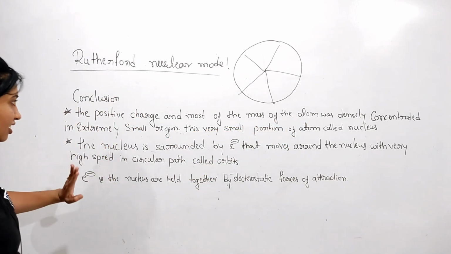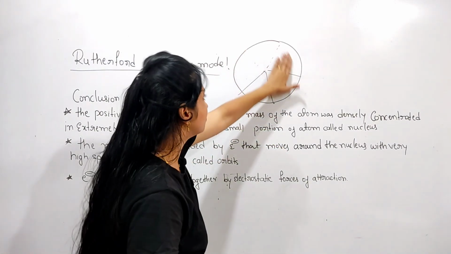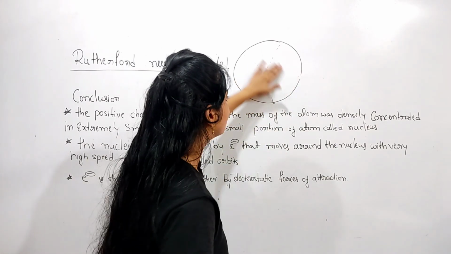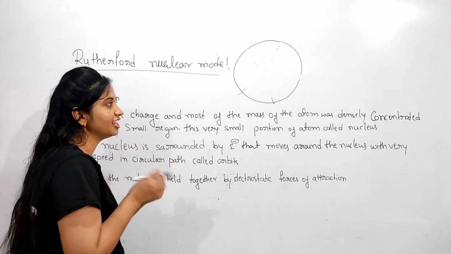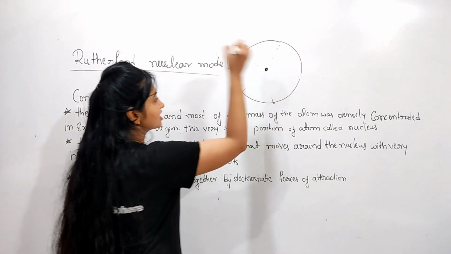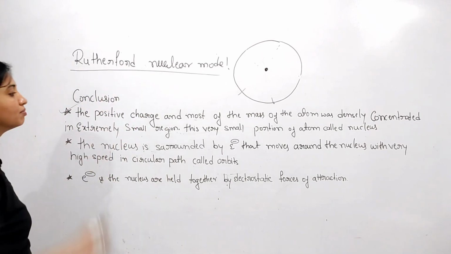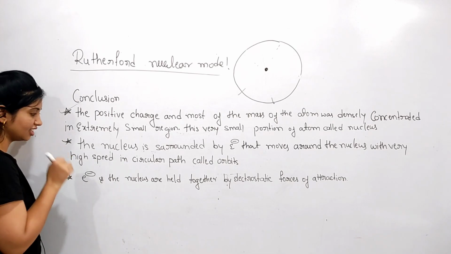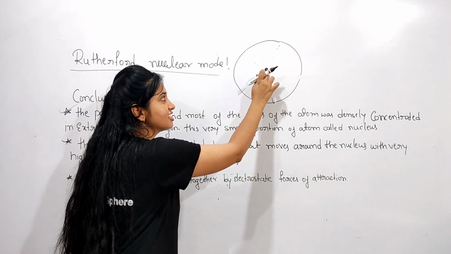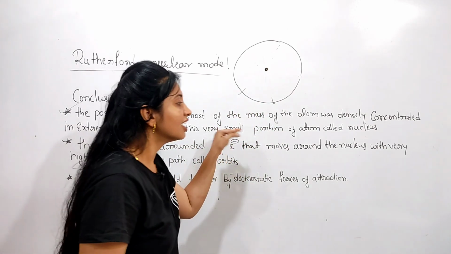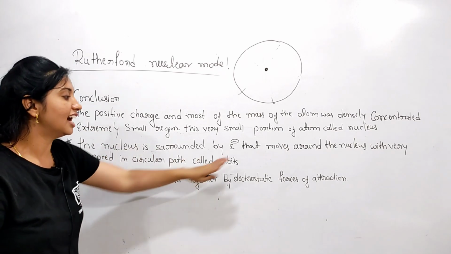So once again I repeat, the positive charge and most of the mass of an atom are densely concentrated and extremely small in nature, and this very small portion is called the nucleus. So that is the first conclusion of the Rutherford model. And next, what he concluded, see here, is that the nucleus is surrounded by electrons that move around the nucleus with very high speed in a circular path called an orbit.